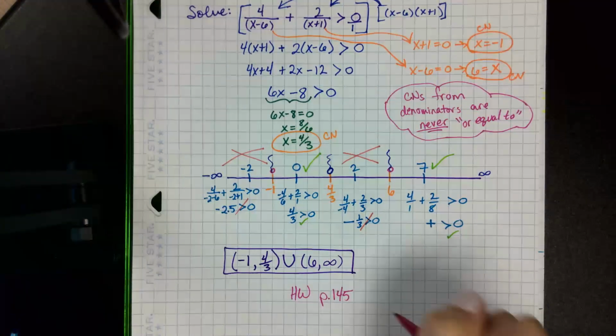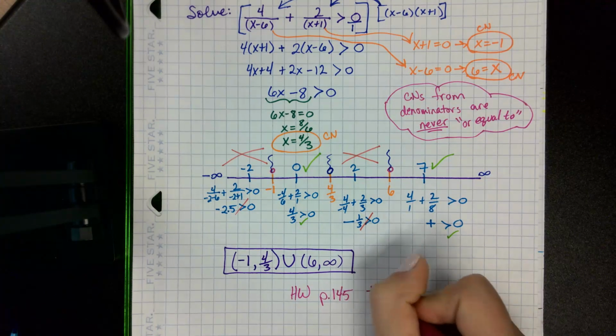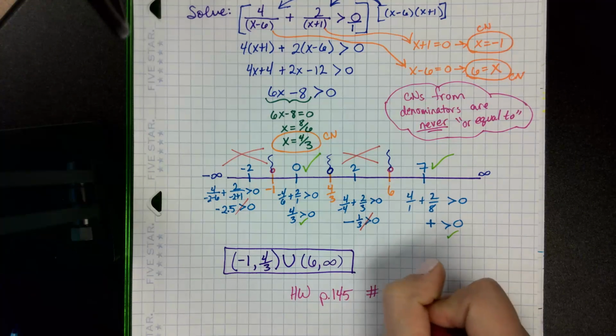We're still in the same homework, page 145, but now it's numbers 19 through 27 odd.